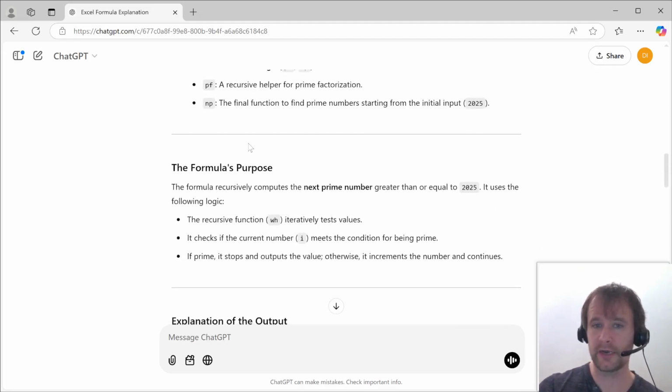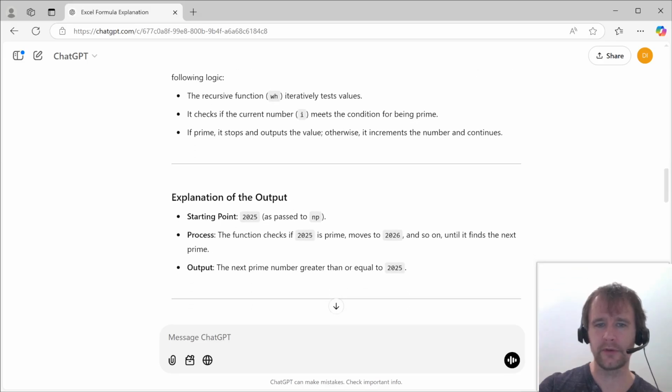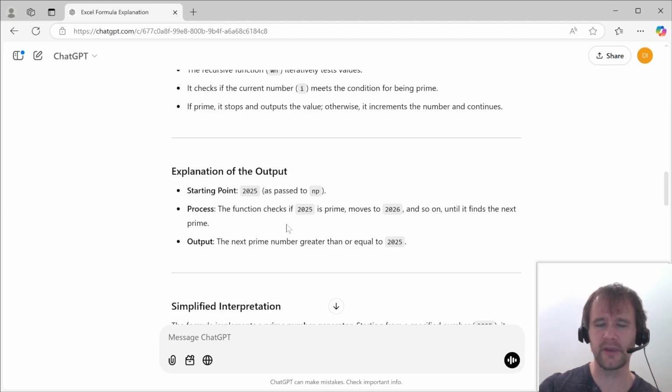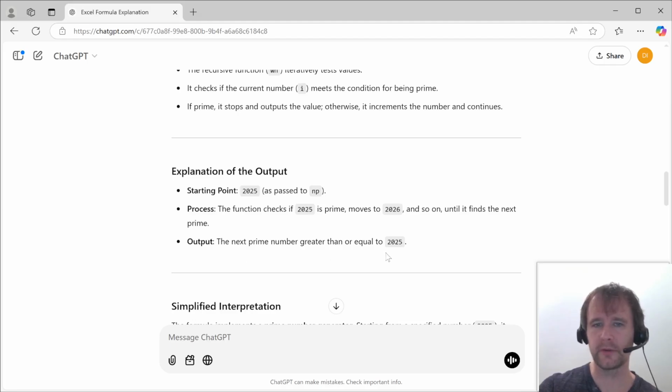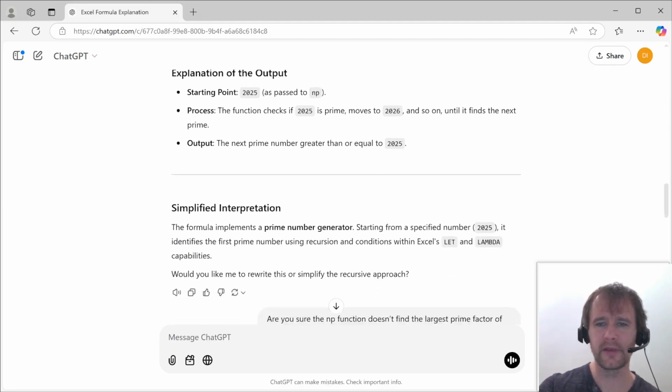And so it says correctly, like it got lost in the middle, but I think it landed in the end. It says the purpose of the function is to compute the next prime number, and it will start at 2025 and go until it finds the next prime at 2026. Sorry, it actually didn't say what the next prime would be, but that's fine. It said the next prime greater than or equal to 2025.